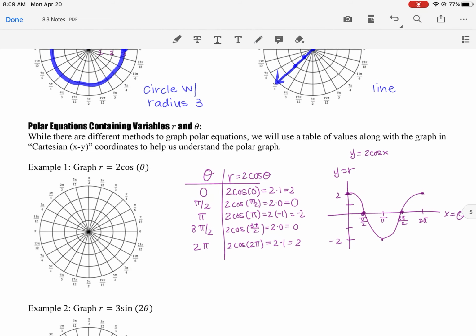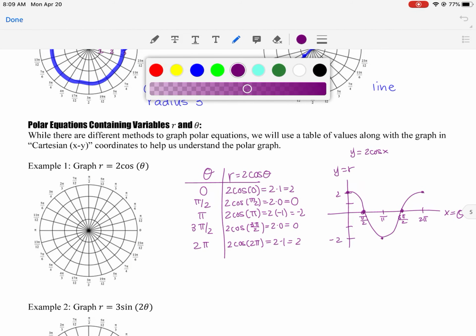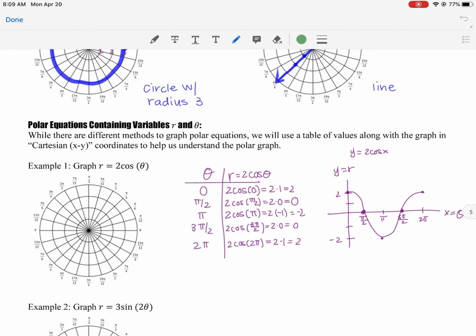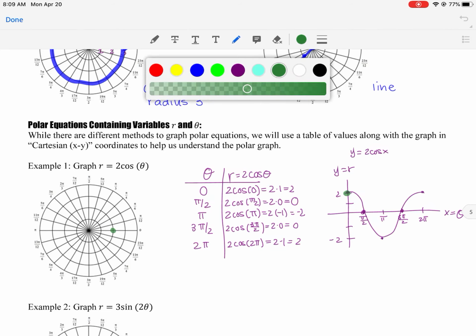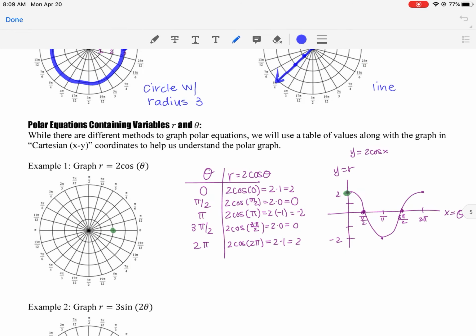Okay, so now let's think about what this looks like on our polar graph. I'm going to color coordinate things. Let's plot this point: we've got a theta of 0 and a radius of 2, so we go 2 out at theta 0. Okay, we're right there. Now the next point is pi halves and 0. If we go up pi halves but have a radius of 0, we're right there at the center.